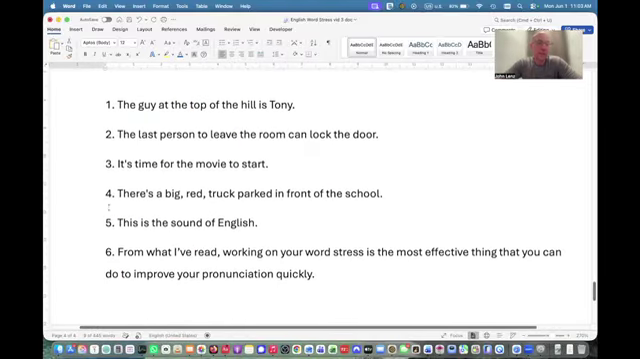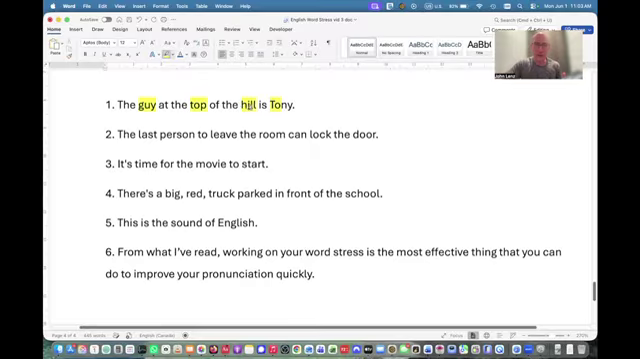Let's take a look at a couple of practice sentences here. Are you ready? If you want, you could have your pen tapping away. Number one, the guy at the top of the hill is Tony. Do, do, do, do, do, do, do, do, do.